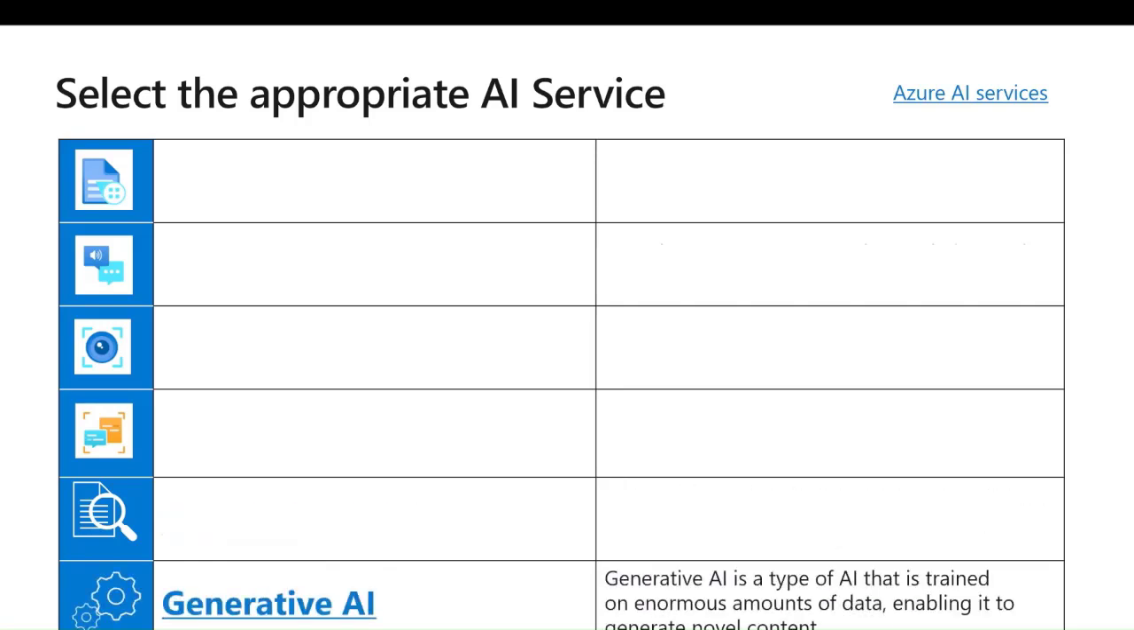And a lot of us are really familiar with generative AI or Gen AI. It's a type of AI that's trained on enormous amounts of data, enabling it to generate novel content such as text, music, and code in response to natural language requests. This technology has the potential to transform business with the goal of automating routine tasks, spurring creativity, and empowering people to focus on high-value work.